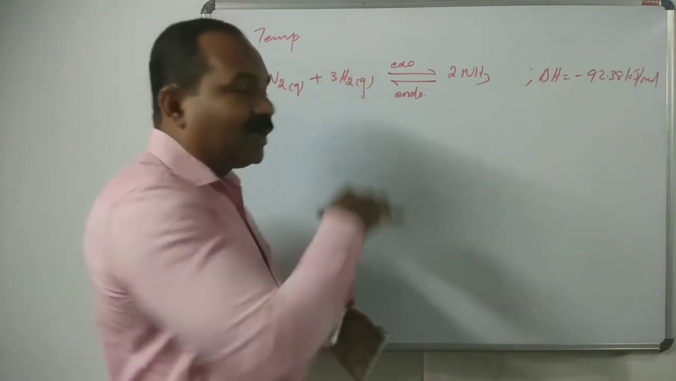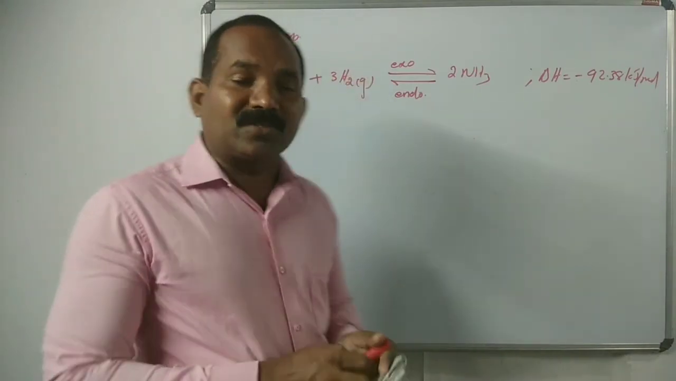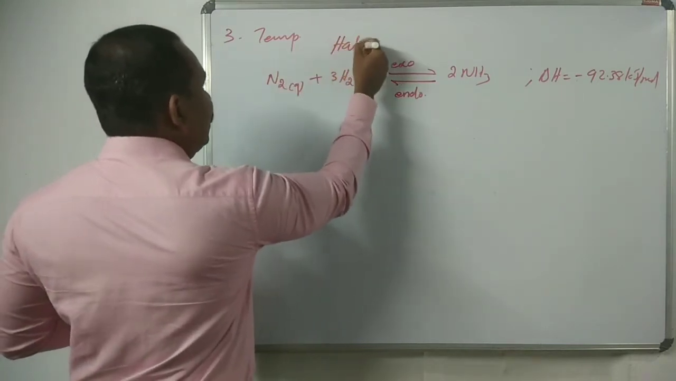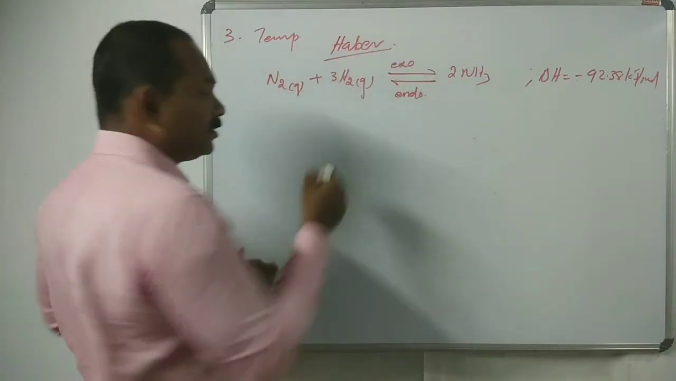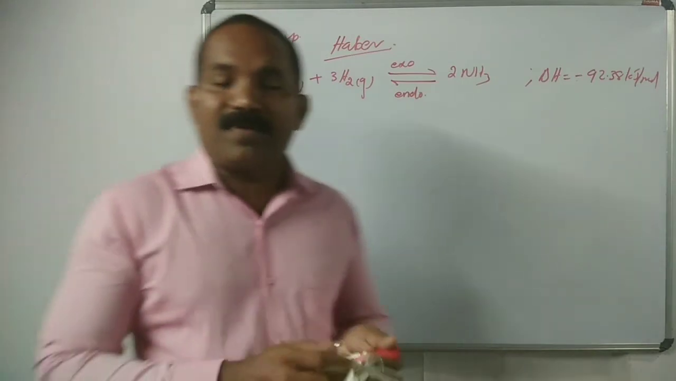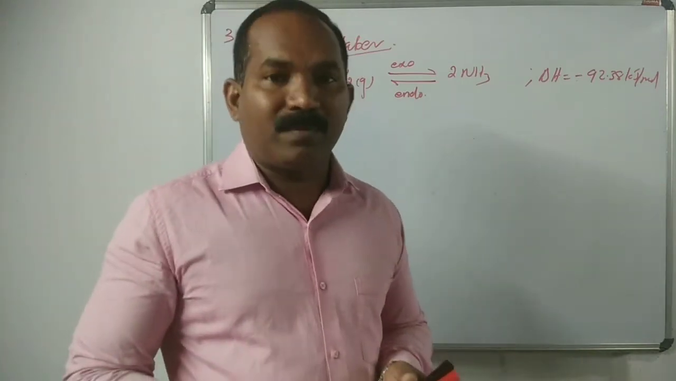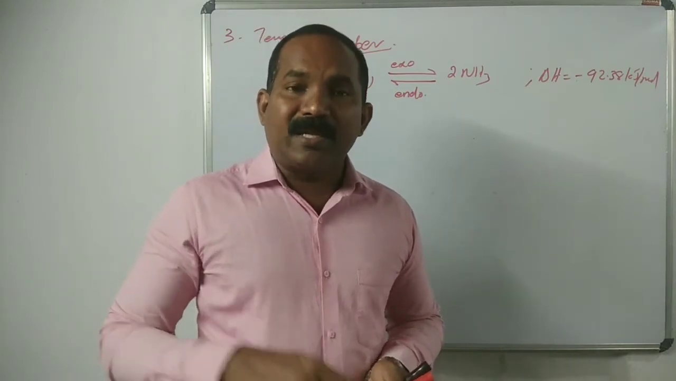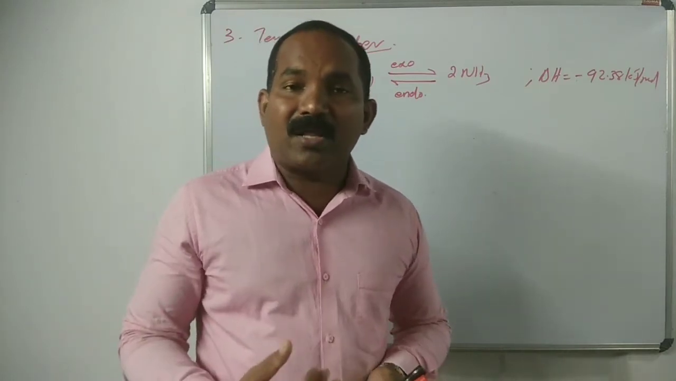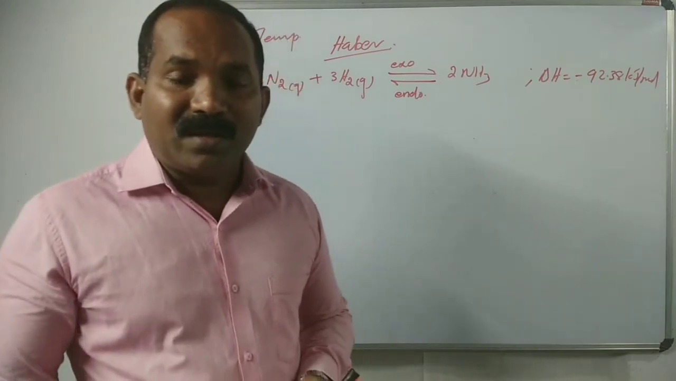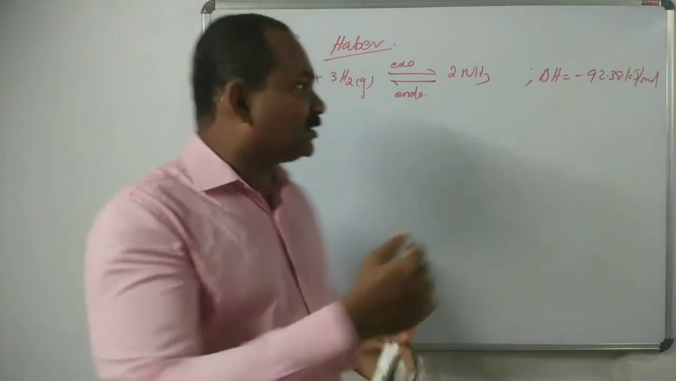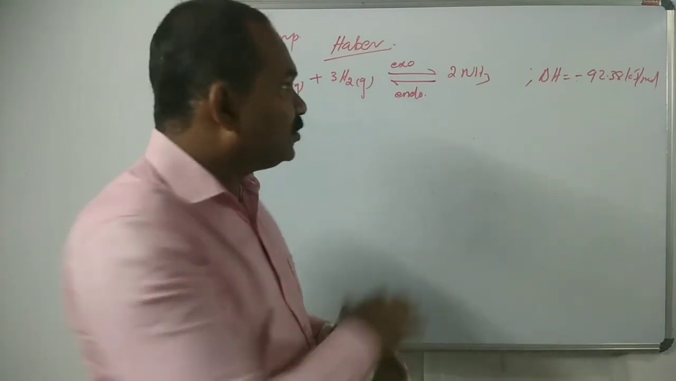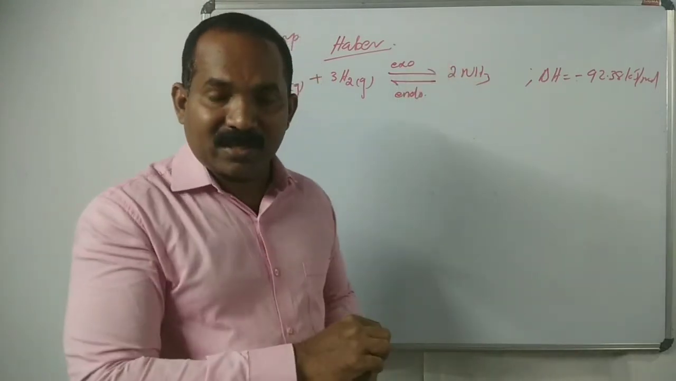So here, in the manufacture of ammonia by the Haber process, the temperature is decreased according to Le Chatelier's principle. When the temperature decreases, the forward reaction takes place because it is an exothermic reaction.